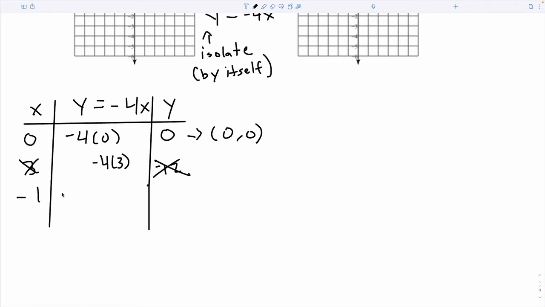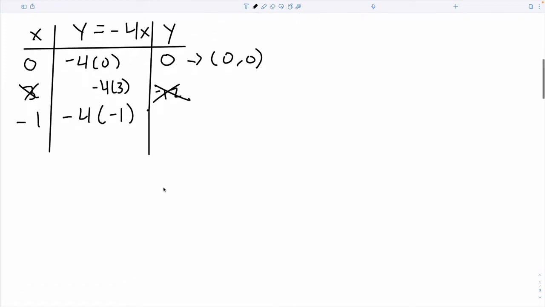Let's try it. It's negative 4 times negative 1. Liliana, what is my output when the input is negative 1? What is negative 4 times negative 1? Close. That's a minus. This is like multiplication. So think of 4 times 1. 4. You got it. So your point is negative 1, 4.